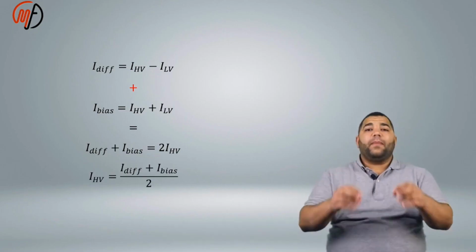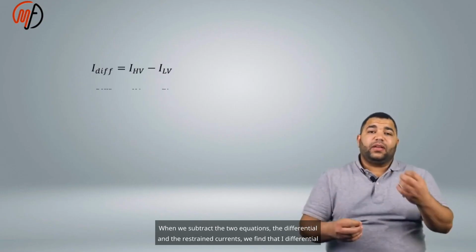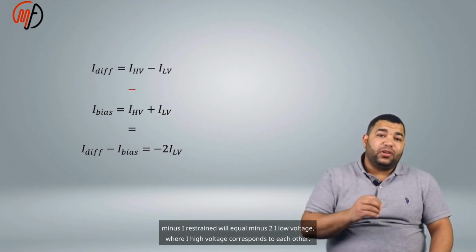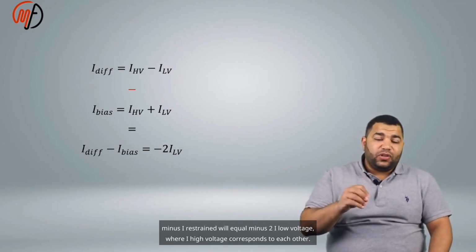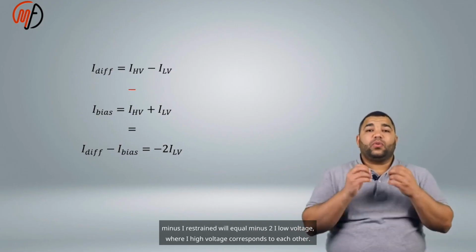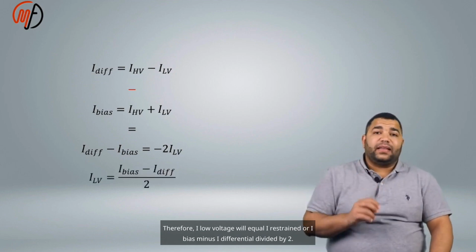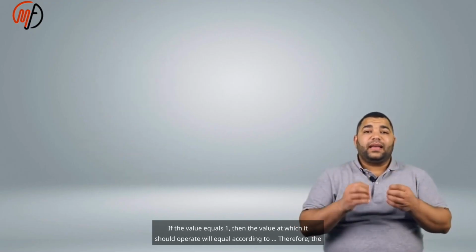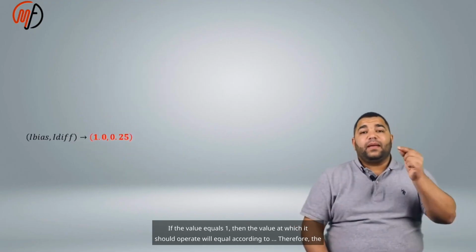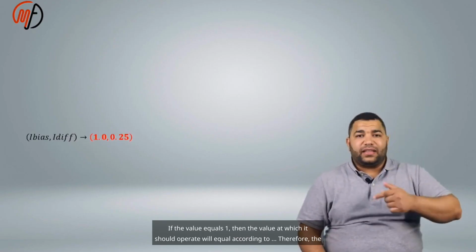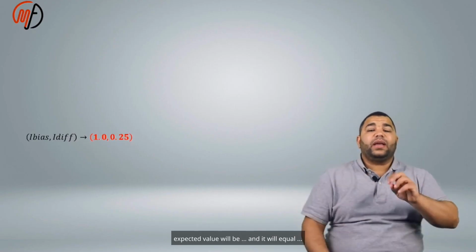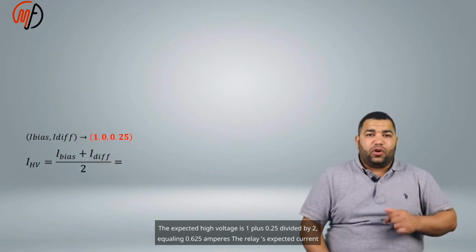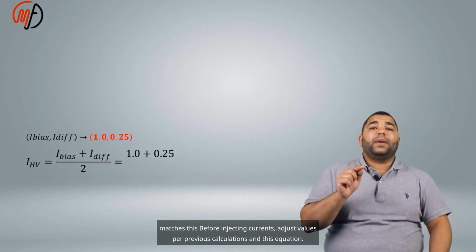When we subtract the two equations, the differential and the restrained currents, we find that I differential minus I restrained will equal minus 2 I low voltage. Therefore, I low voltage will equal I restrained, or I bias, minus I differential, divided by 2. If the restraint value equals 1, then the expected high voltage is 1 plus 0.25 divided by 2, equaling 0.625 amperes. The relay's expected current matches this.